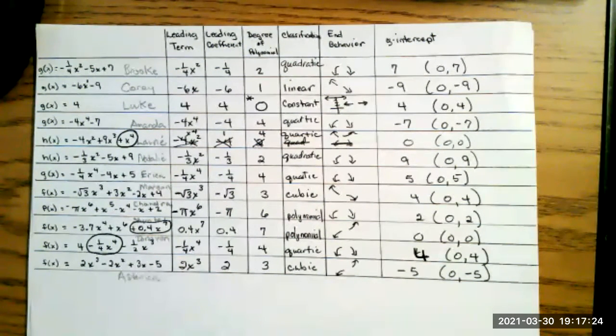I'll go over some of the others that are in addition to that. That is primarily the function of this assignment, is to learn the leading term, the leading coefficient, the degree, the classification, the end behavior, and the y-intercepts. Just be careful because they throw those in there when they're out of order. It's only the first term if it's written in descending order. Okay?